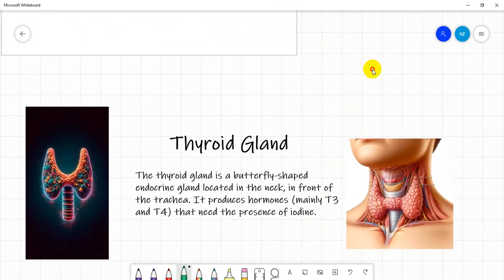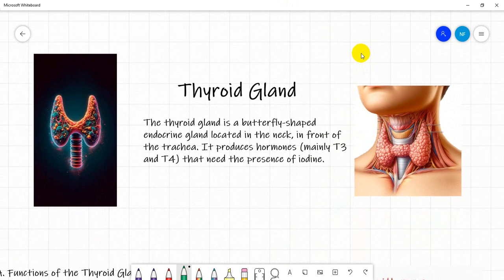The new chapter is entitled the thyroid gland, which is a butterfly-shaped endocrine gland located in the neck. So its type is an endocrine gland. It has a butterfly shape and it's located in the neck, in front of the trachea. So this is the trachea and this is the thyroid gland. It has a butterfly shape.